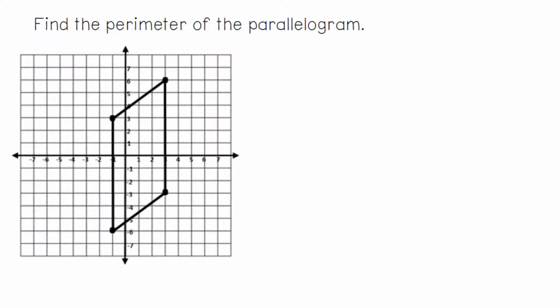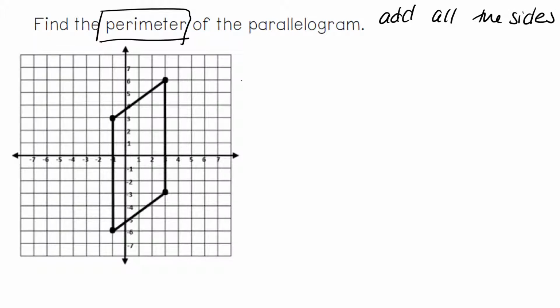For this problem, we have to find the perimeter of the parallelogram. Perimeter, again, is going to tell us to add all the sides. The straight edges are easy. Going down the side, they are both 9 squares. For the diagonal lines, you have to draw the right triangle and use that information.